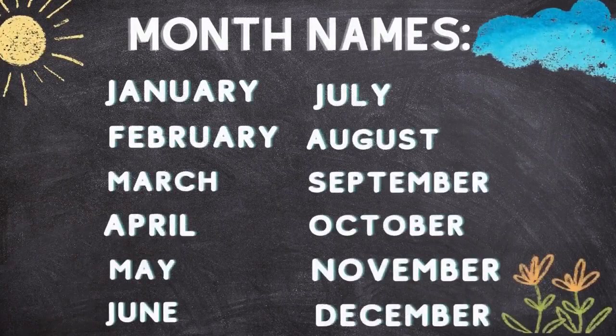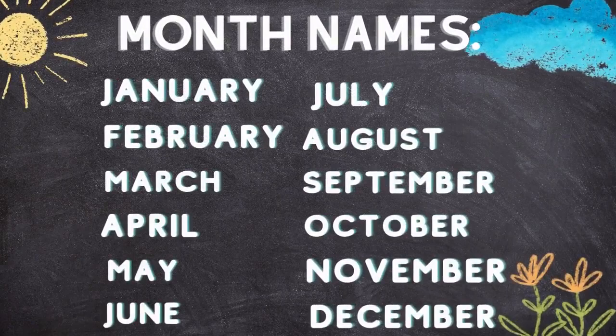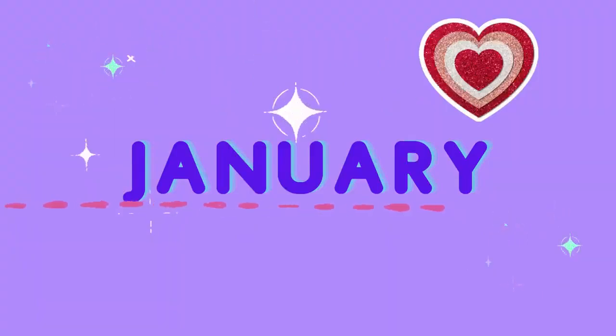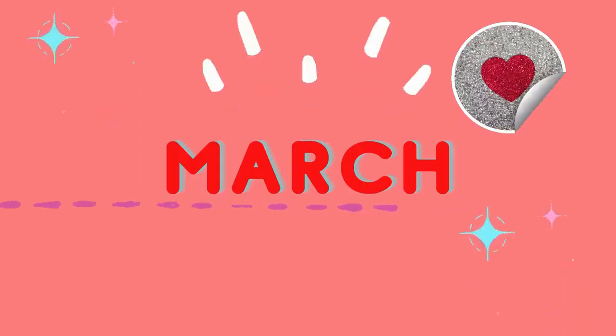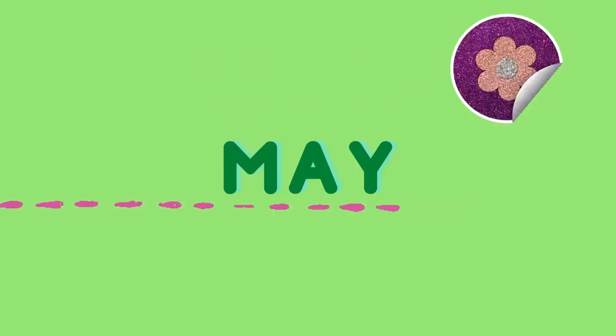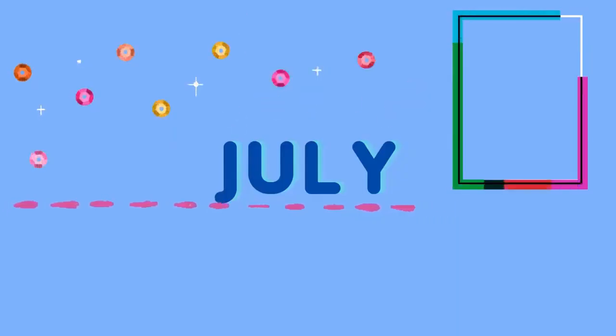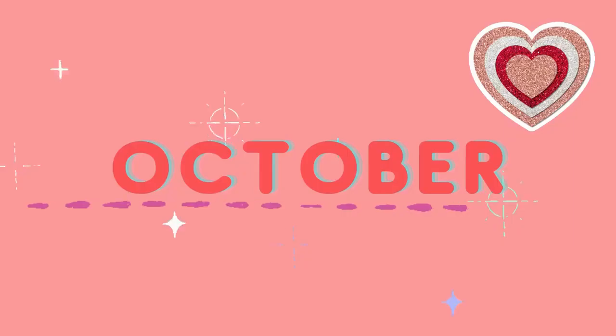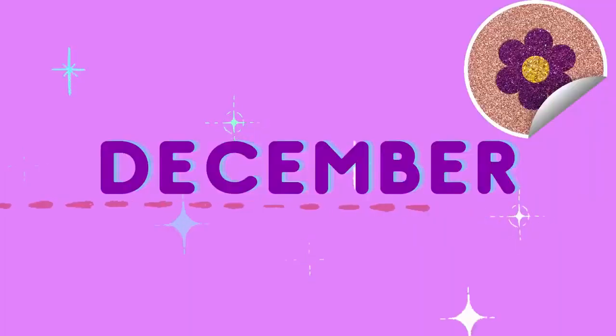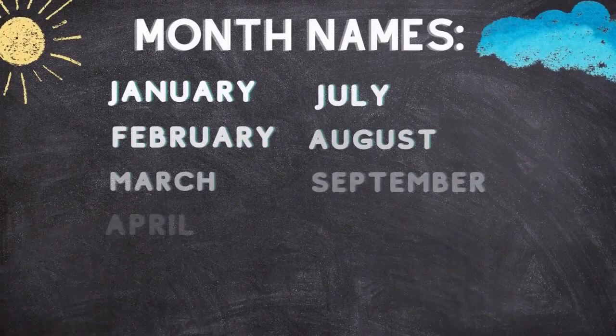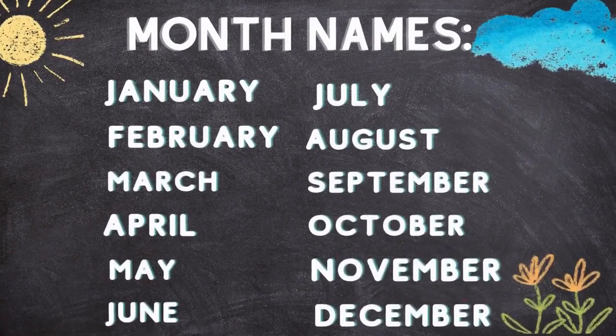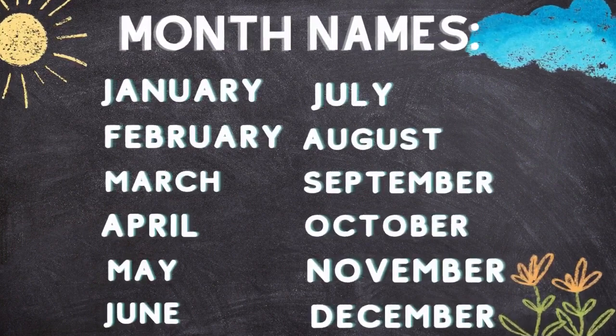Hey kids, so what did we learn today? We learned about these months' names. January, February, March, April, May, June, July, August, September, October, November, December. These are the 12 months' names. Make sure you learn them all.